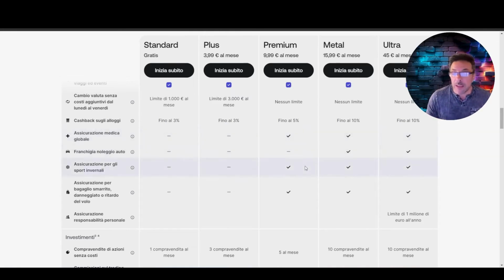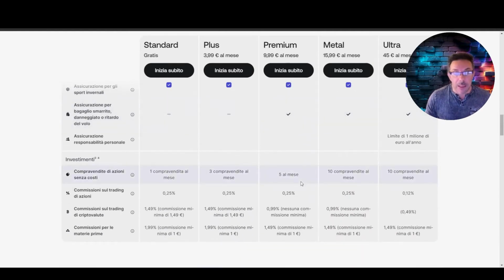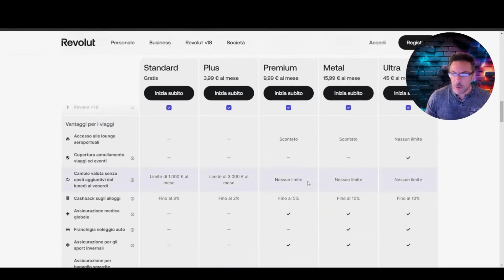I looked into what exactly they meant by winter sports. I know what winter sports are, but I checked what they meant, for example, skiing and all those activities that require insurance. There's also insurance for lost, damaged, or delayed luggage or flights. And then buying and selling, but we'll look at that later.